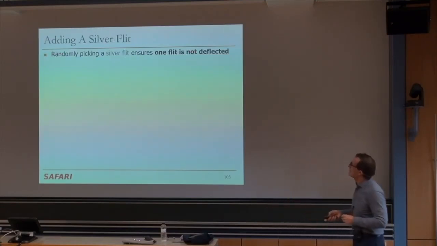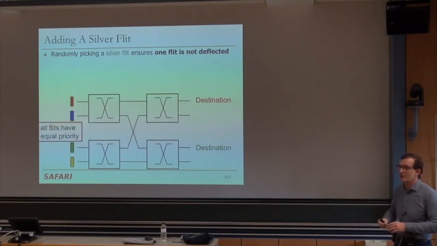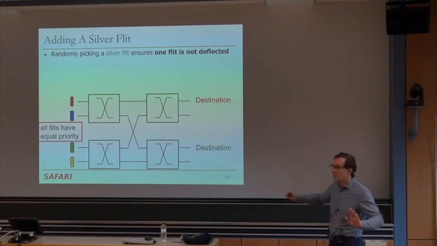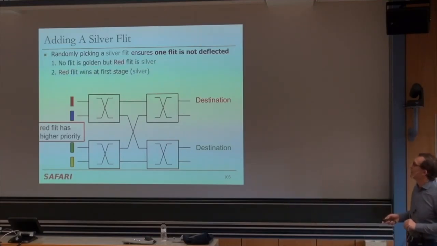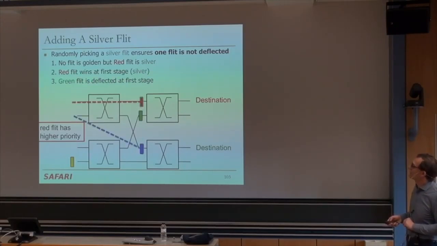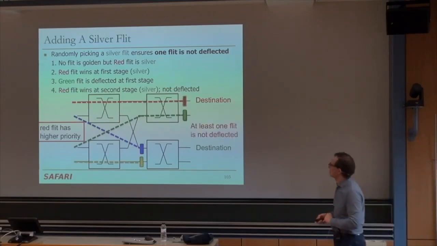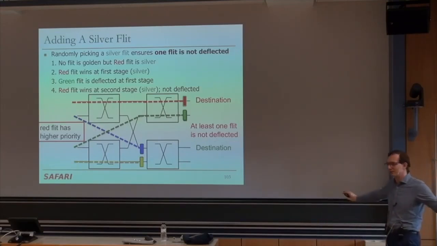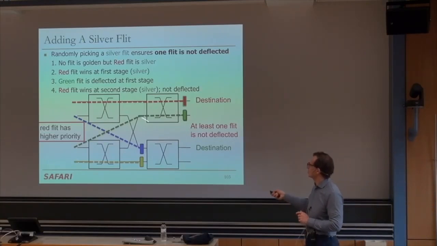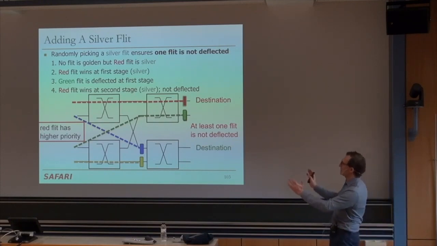So basically, we randomly pick a silver flit. If you look at the flits over here, they all have equal priority. None of them is golden. And at the beginning, you randomly pick the red flit as silver. And the red flit wins at the first stage. That's good. The green flit is deflected at the first stage. Now the red flit wins at the second stage also, so it doesn't get deflected. That's the idea over here. So you basically consistently prioritize the red flit within the router, as opposed to doing uncoordinated decisions across the switches of the permutation network.